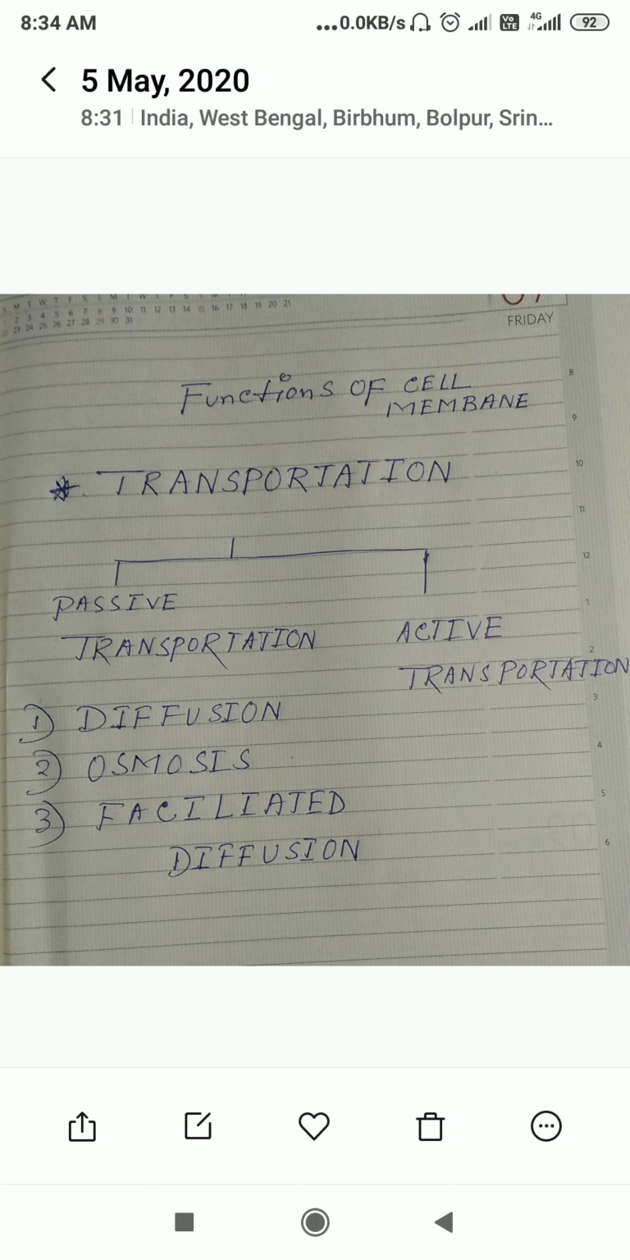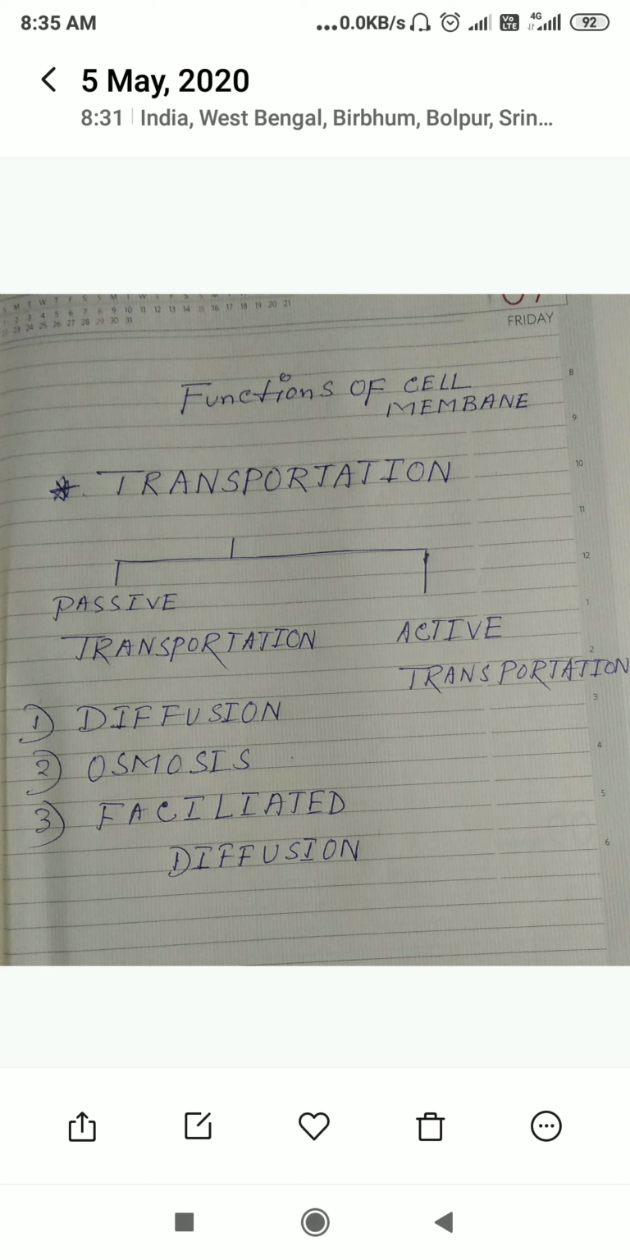Hope you will enjoy. Okay, we'll start with the concept of function of the cell membrane. As we already discussed the function of the cell membrane, today we'll continue it.